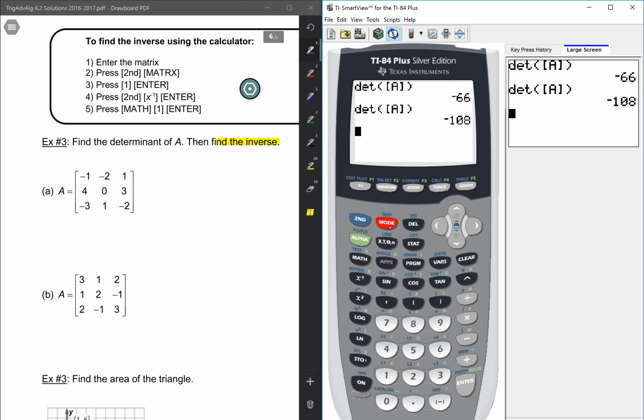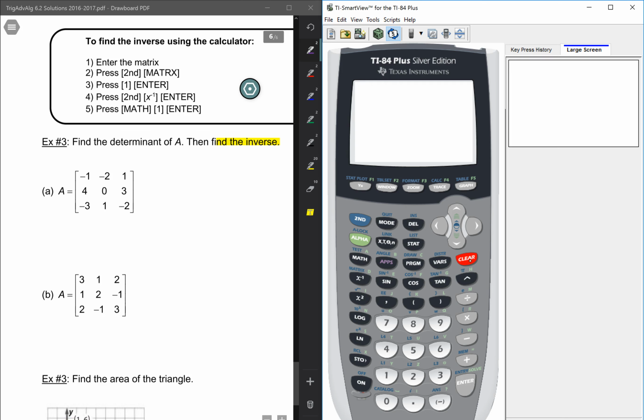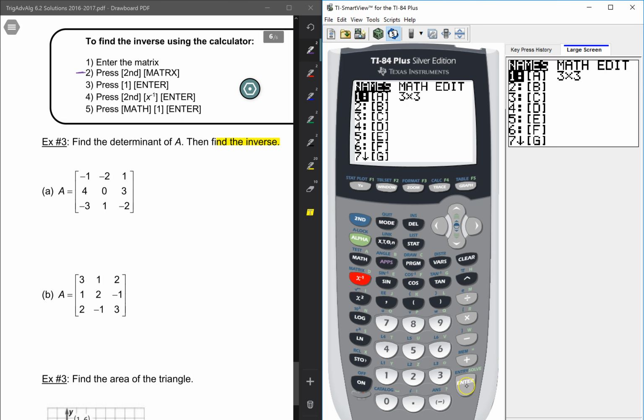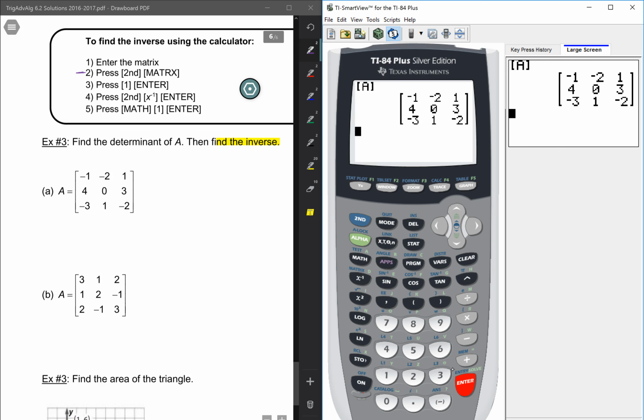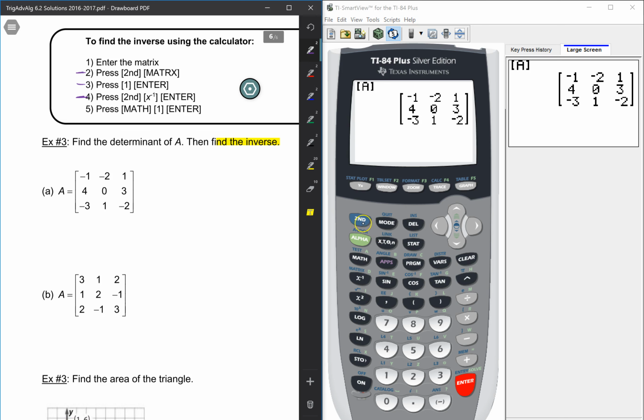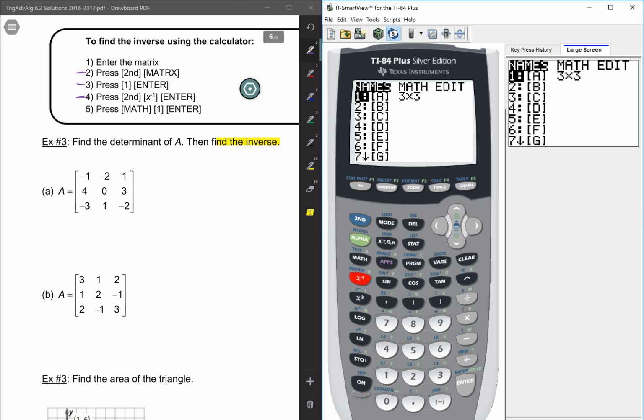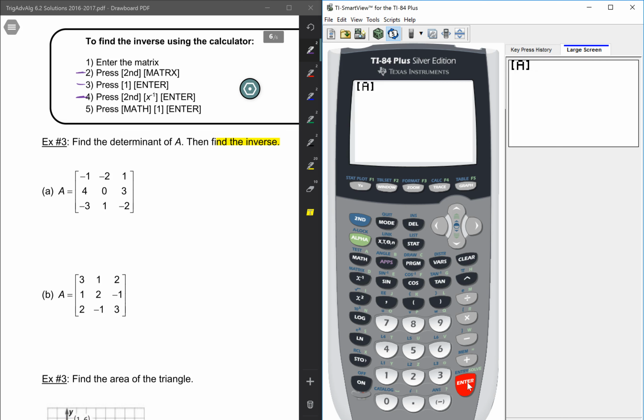Second quit. Okay, I'm just going to clear this for a minute. To find the inverse, it's here, right? So you do the second matrix, press 1 and enter. So we just did that one. Now it says press second. Oh, wait a minute. Sorry. I pressed enter twice. Let me do it this way. Okay, so you press 1 here.